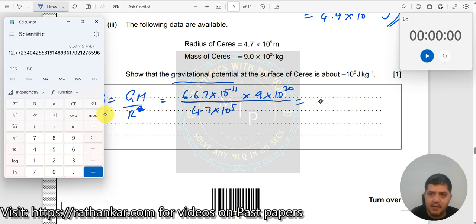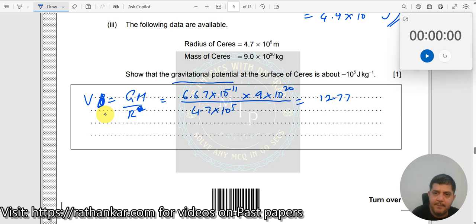Equal to 12.77. So 12.77 into 10 to the power of, minus 11 plus 20 is 9, 9 minus 5 is 4. Right? Okay, 10 power 4. But you know, gravitational potential is an attractive potential, so you should have a negative sign over here. So this should be equal to minus 12.77 into 10 to the power of 4 joules per kg.